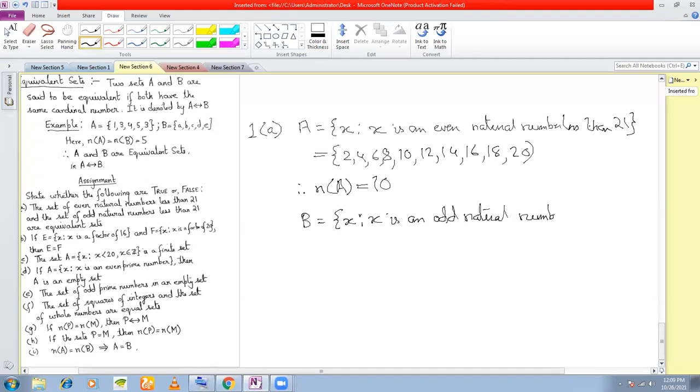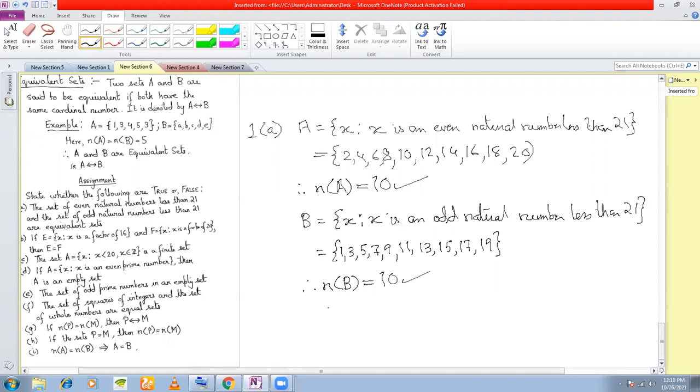And if I have another set B, x such that x is an odd natural number less than 21. Okay. What are the elements here? All these are elements, right? So if you count, how much is the cardinality of B? 10. So you see that the cardinality of A is equal to the cardinality of B. So can we say that they are equivalent? Yes. Hence your answer is true. The answer for the first one is true.